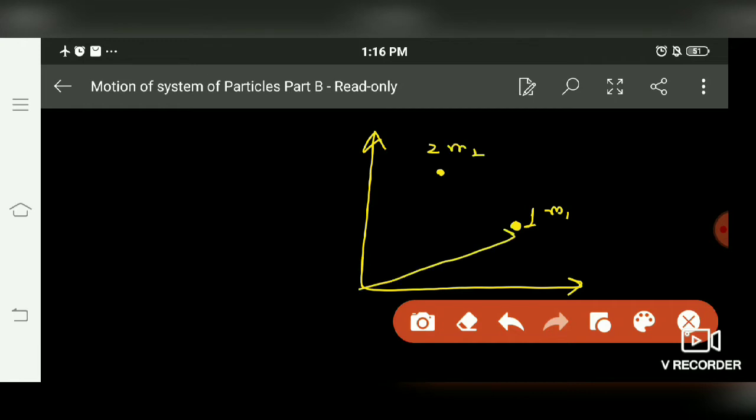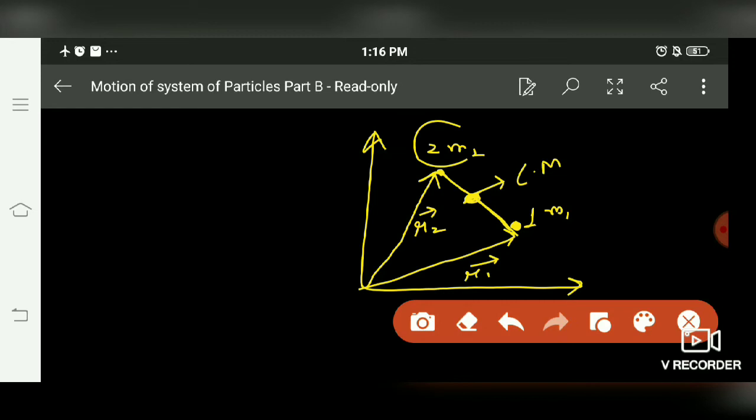Let the position of particle 1 be r1 vector, and of the second be r2 vector. Now let us consider this is a line joining both, and this is the point where the center of mass of these two lies.